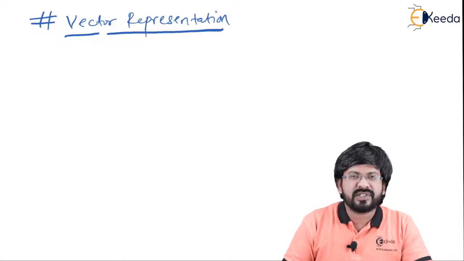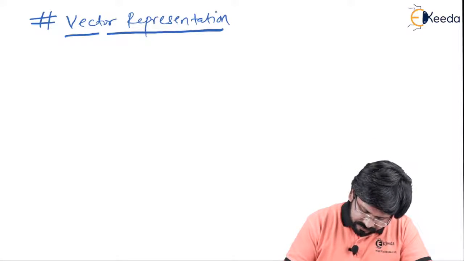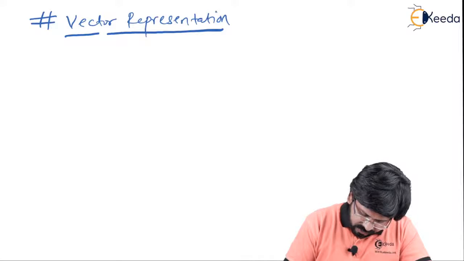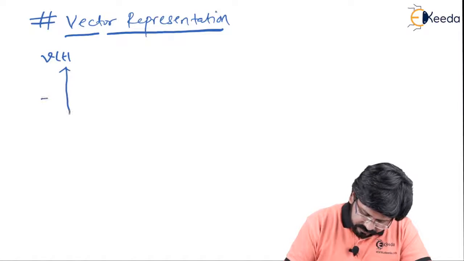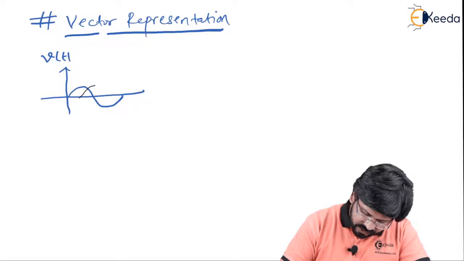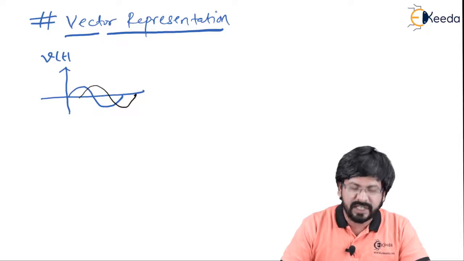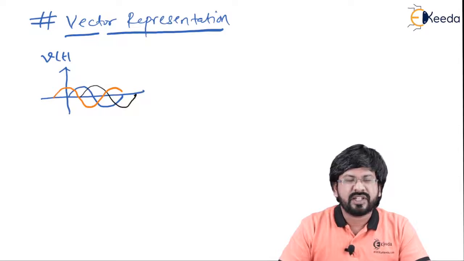Vector representation means the different forms in which I can now show alternating values. Alternating values means alternating current or alternating voltage. For example, I can have alternating voltage V of t. I can show it like this, or like this, or I can have another alternating value like this. As you can see, there are three types of AC values which I have drawn.